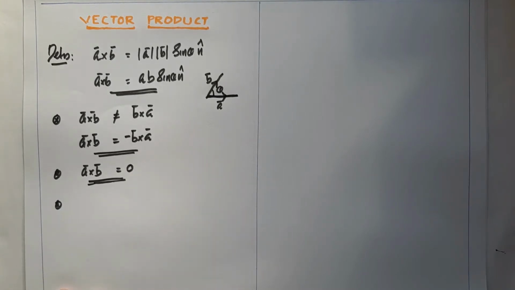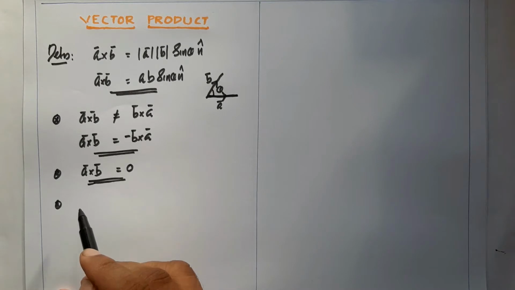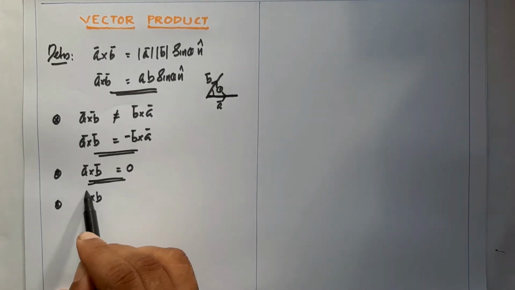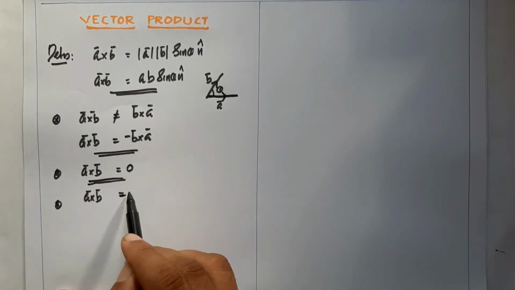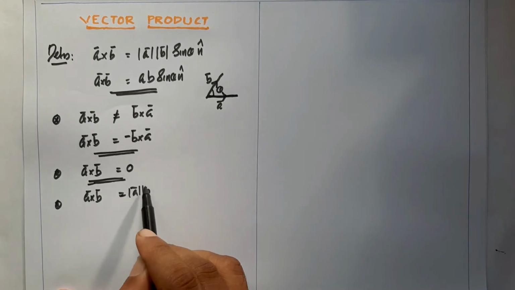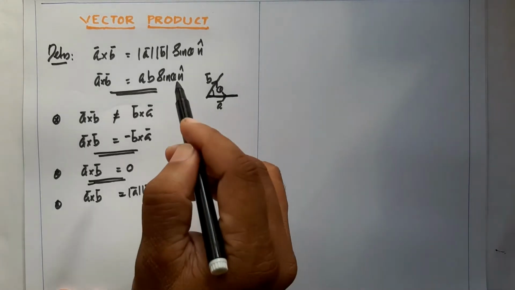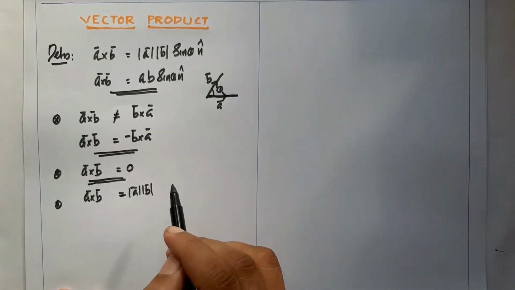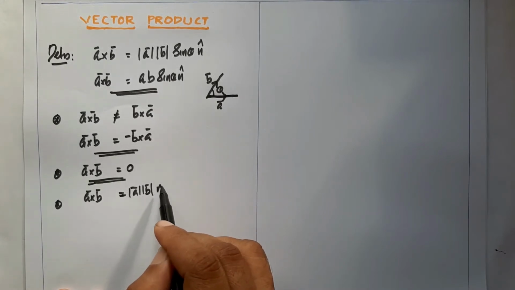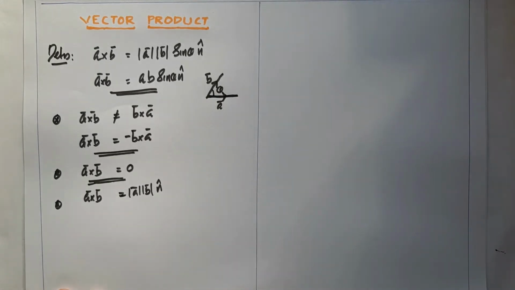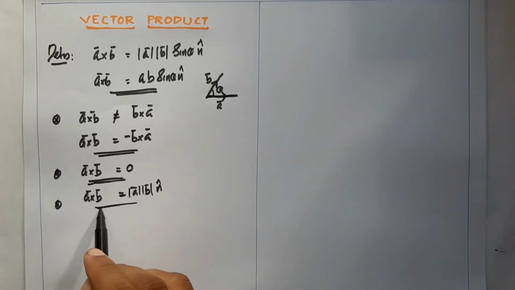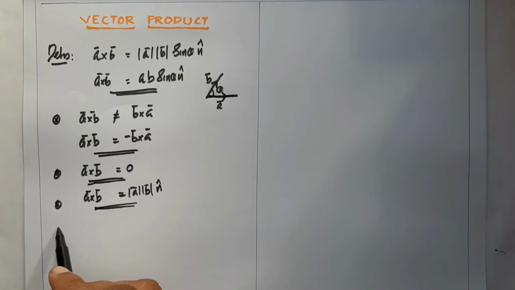If vector A and vector B are perpendicular, then A cross B is equal to mod A into mod B into n cap. N cap is a unit vector, no problem. If vector A and vector B are perpendicular, then A cross B is equal to mod A into mod B into n cap, because theta becomes 90 degrees and sin 90 is equal to 1.